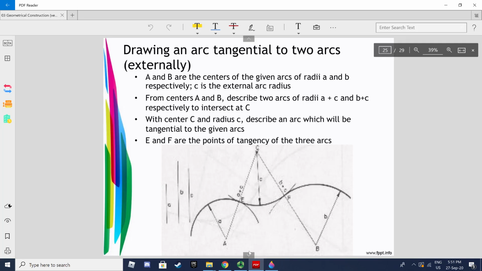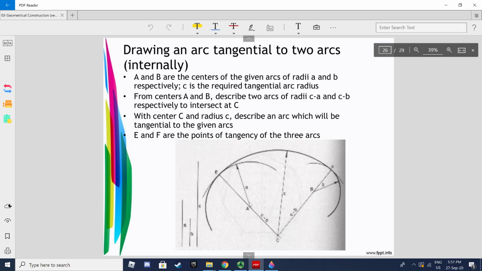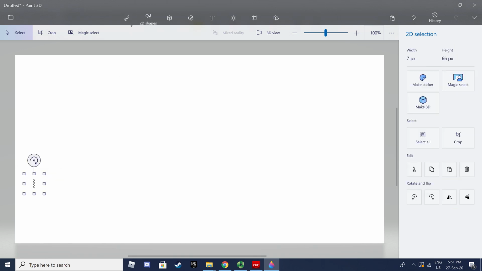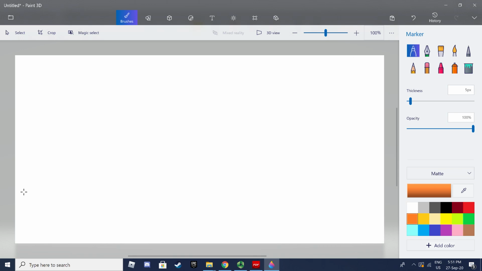Right, so let's do another one: drawing an arc tangential to two arcs internally. Just now we did it externally, and now we are going to do it internally. Let's say the C radius given to you is 6. B is 3, and the radius of A is 2. Let's say you have the smaller one.